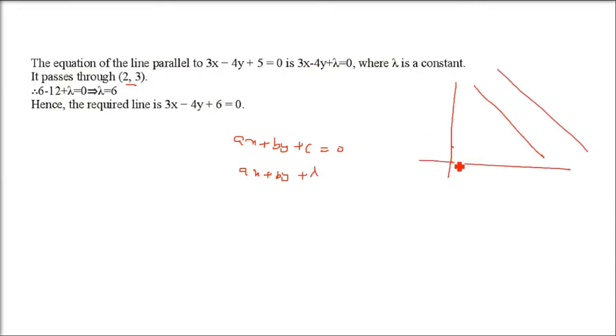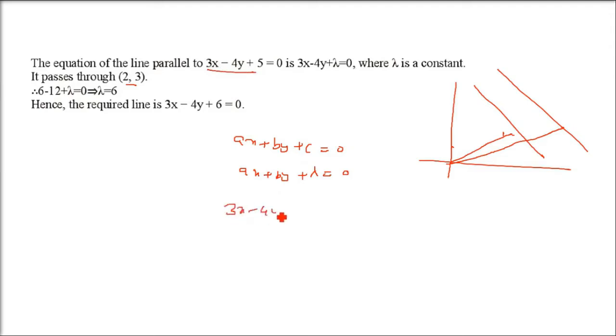So if we make two lines like this, these two lines are parallel, and the difference between c and lambda relates to the distance from the origin of these two lines. So ax plus by plus lambda equals 0 is our line.